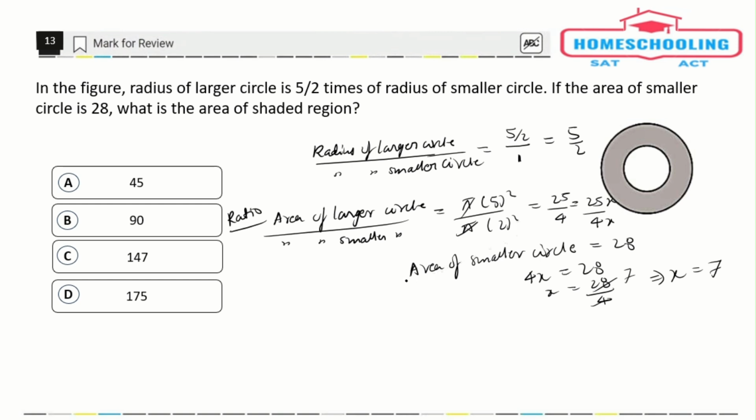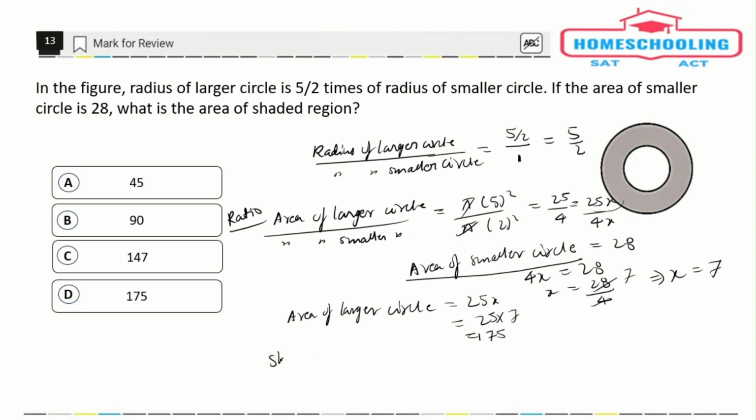So now we know the area of the smaller circle. We can find the area of the larger circle. The area of the larger circle is how much? 25x. So we multiply 25 into 7, that is 175. So we have to find in the question what the shaded region is.